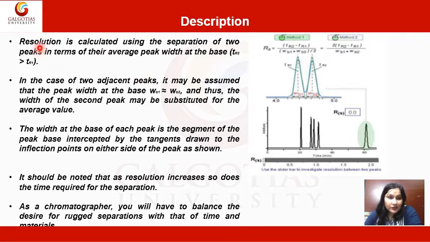Okay, the resolution is calculated using the separation of two peaks in terms of their average peak width at the base, where TR2 is greater than TR1. TR2 is actually the retention time of compound 2 and TR1 is the retention time of compound 1. See, I have already shown you in an animation. On the x-axis, we generally take the time. Okay, suppose we are running an HPLC column and we will get two peaks.